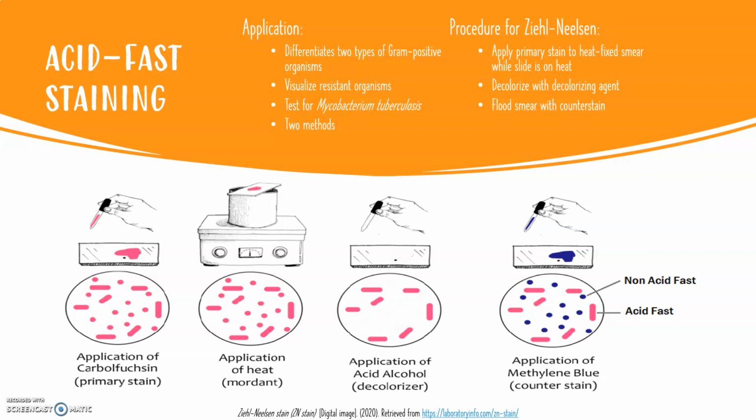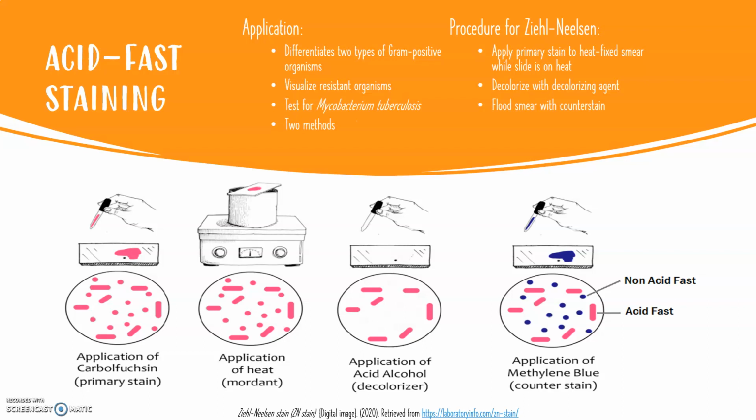There are two methods of acid-fast staining. The Ziehl-Neelsen method, which uses heat as a mordant to infuse the primary stain into the cells, whereas the Kinyoun method does not use heat as a mordant. The procedure for the Ziehl-Neelsen method is to add the primary stain carbolfuchsin to the slide while it's on the heat source. And then the heat as the mordant will help the primary stain bind to the layer of mycolic acid.